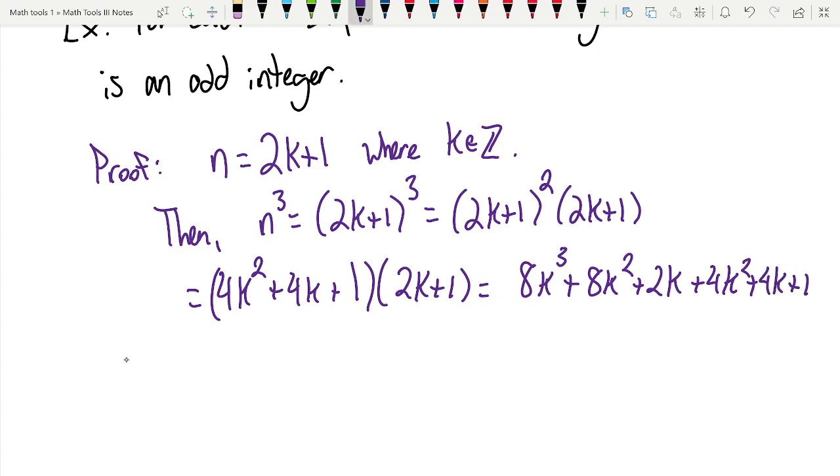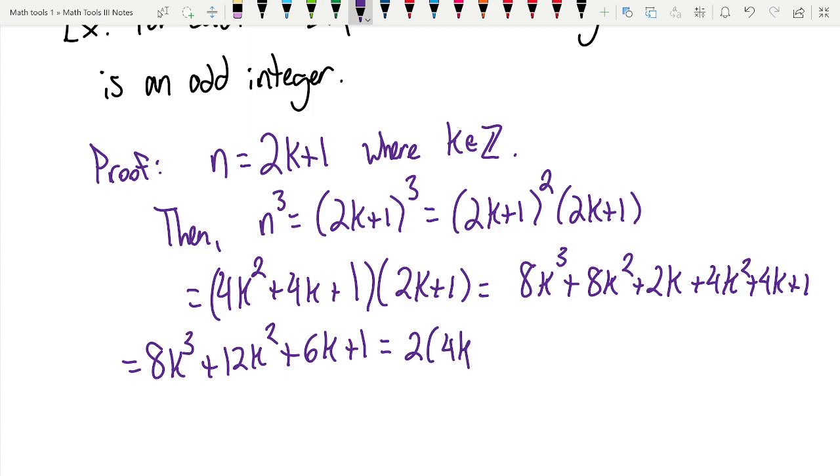Okay. We could simplify this a little bit before moving on here. We can combine the 12k squareds. We can put in the 6k and then plus 1. So, well, how can we say that this is an odd number? Well, note what we can do here. We can get it back into this form of 2k plus 1 by saying, okay, this is 2 times 4k cubed plus 6k squared plus 3k plus 1, right? If we want to show it's odd, we need to show it's in this form. This is in that form, right?